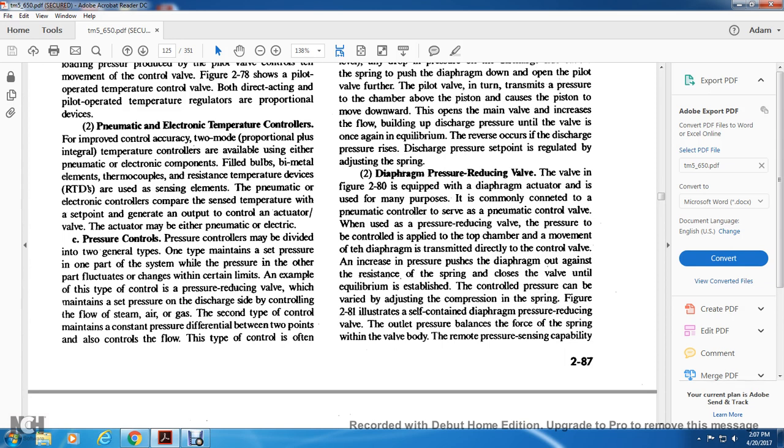Pressure controls. Pressure controls are divided into two general types. One type maintains a set pressure for one part of the system, while the pressures in other parts fluctuate or change within certain limits. An example of this type of control is the pressure reducing valve, which maintains a set pressure on the discharge side of the controlled flow system of air or gas.